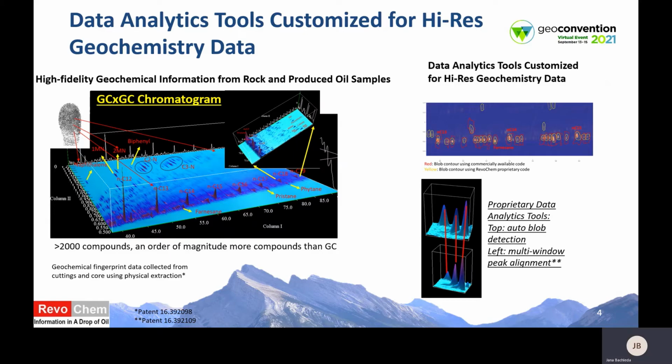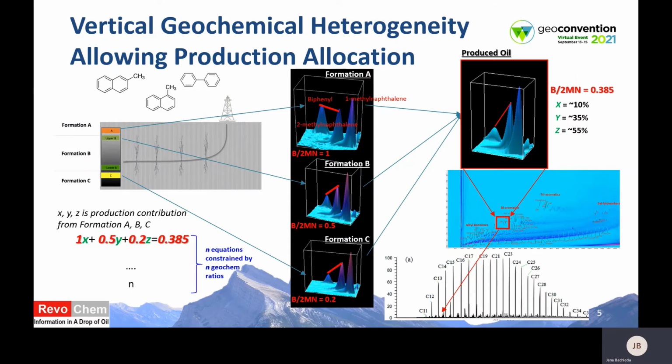What you're looking at here on the top right is showing our peaks from each compound. Our analytics tools do an auto blob detection and also a multi-window peak alignment. After the numerical array is processed, we get geochemical ratio data, as we see on this next slide.